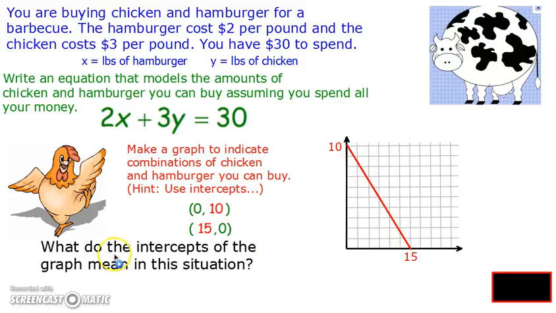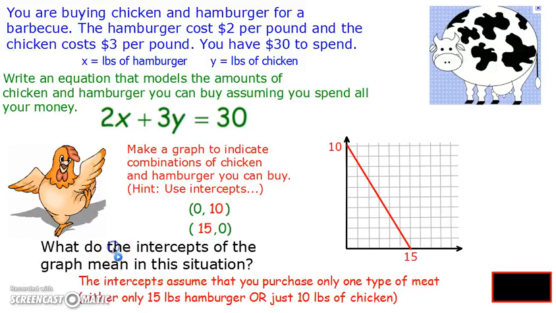And what do these intercepts really represent? Well, basically, the intercepts of my graph represent whether I bought one kind of meat with no other. So the intercepts assume that you purchased only one type of meat, basically saying, if I didn't purchase any hamburger, I could purchase up to 10 pounds of chicken. If I didn't purchase any chicken, I could have purchased up to 15 pounds of hamburger. And again, that's what those intercepts will be.